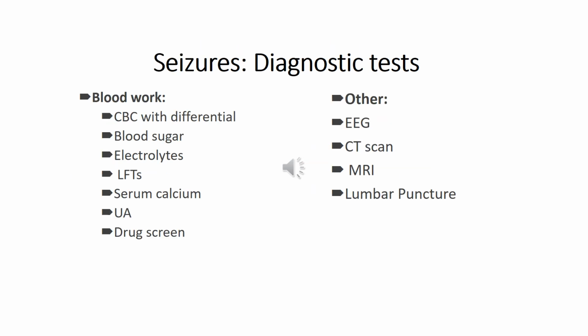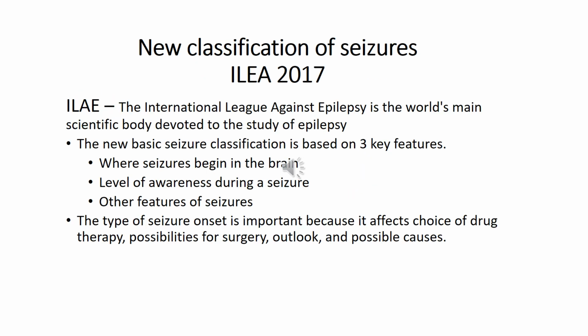With the onset of a seizure, there are several diagnostic tests that can be performed. Blood work, to include a CBC with a differential, glucose, electrolytes, liver function tests, serum calcium, a urinalysis, and a drug screen. Other tests may include an EKG, a CAT scan, an MRI, or a lumbar puncture to rule out diseases such as meningitis.